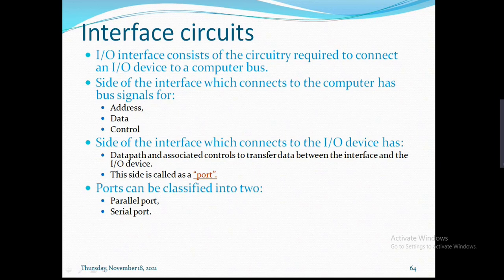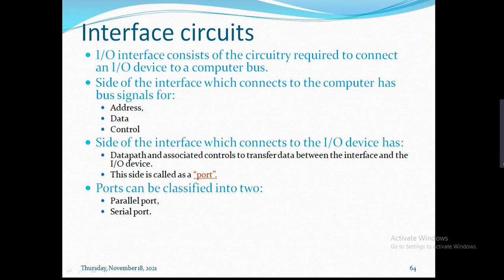Required by the bus. And also one more important: generates the appropriate timing signals required by the bus.